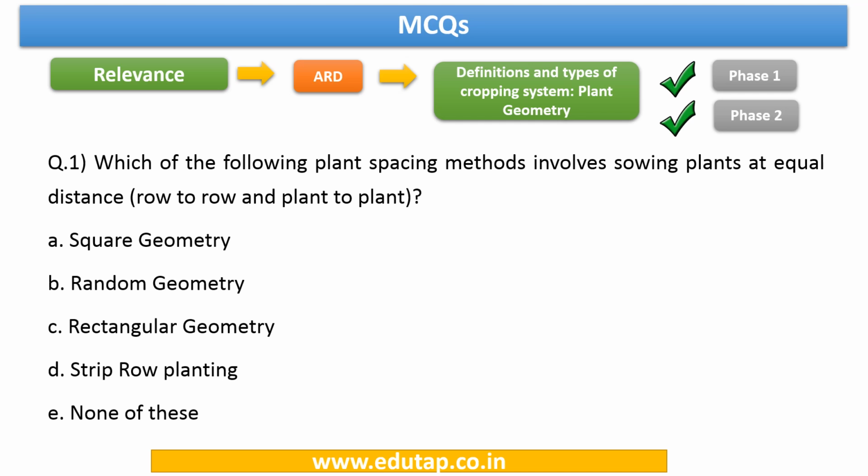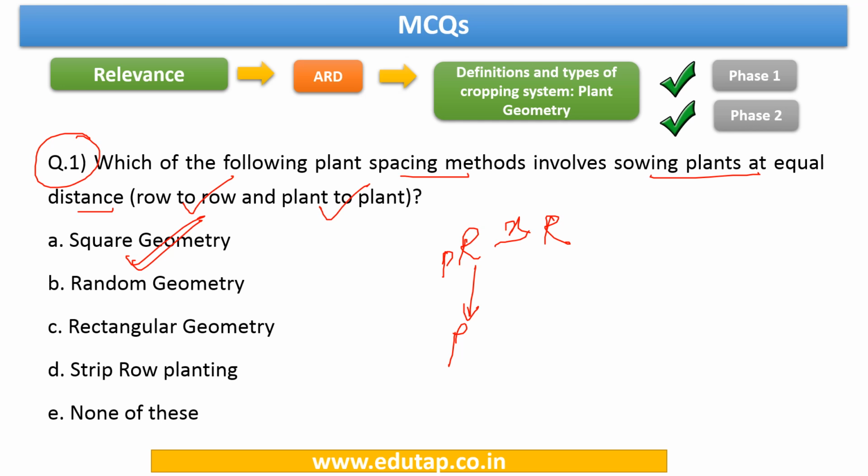Now we shall just quickly have a look at the 5 questions. I'm not going to give you explanation because we have already dealt in detail with various types of plant geometry, right? So the first question is, which of the following plant spacing methods involve sowing plants at equal distance, row to row, plant to plant? So we have had enough of explanation. The answer is square geometry. R to R and plant to plant distance being equal, x and x. This particular question can be linked to the ARD section, obviously, under definitions and types of cropping system under plant geometry.